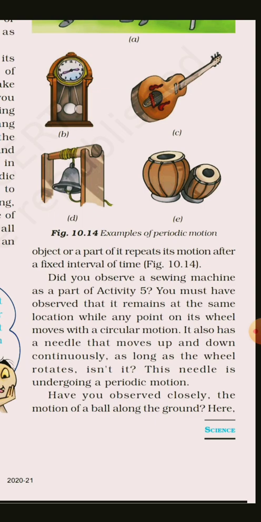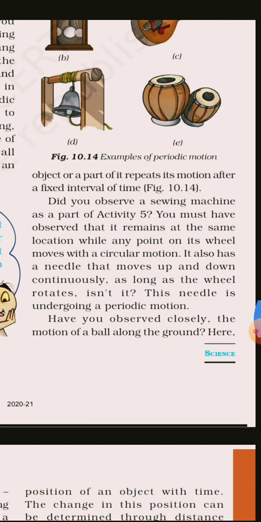Did you observe the sewing machine as a part of activity 5? You must have observed that it remains at the same location while any point on its wheels moves with a circular motion. It also has a needle that moves up and down continuously as long as the wheel rotates, isn't it? The needle is undergoing periodic motion.